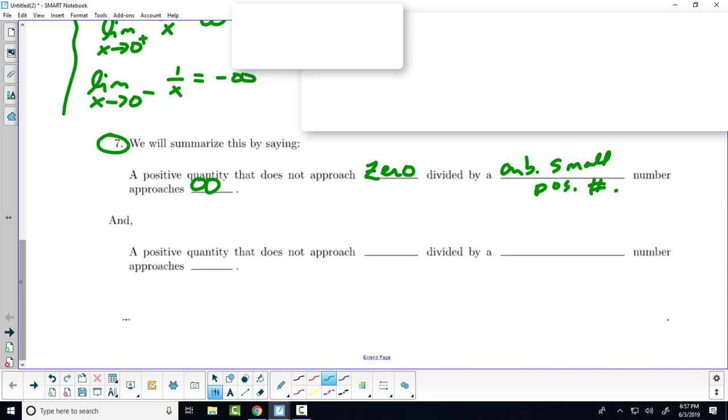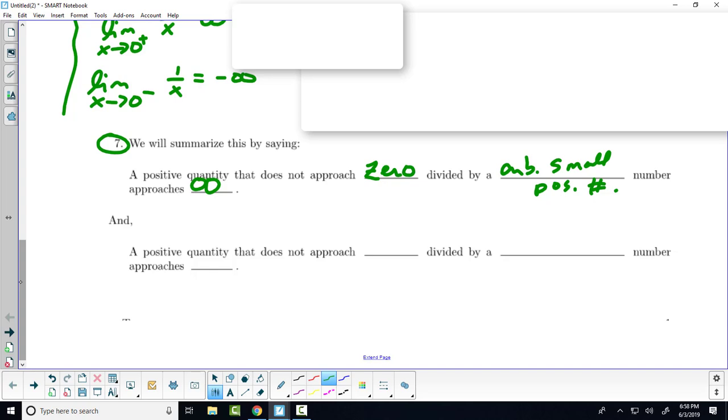Think about that for a second. If I take the number 23 and divide it by 0.1, what do I get? 230. If I take the number 23 and divide it by 0.01, what do I get? 2,300. If I take the number 23 and divide it by 0.00001, I get a very large positive number. The closer this expression gets to 0, the larger the quotient becomes, so we're approaching infinity.